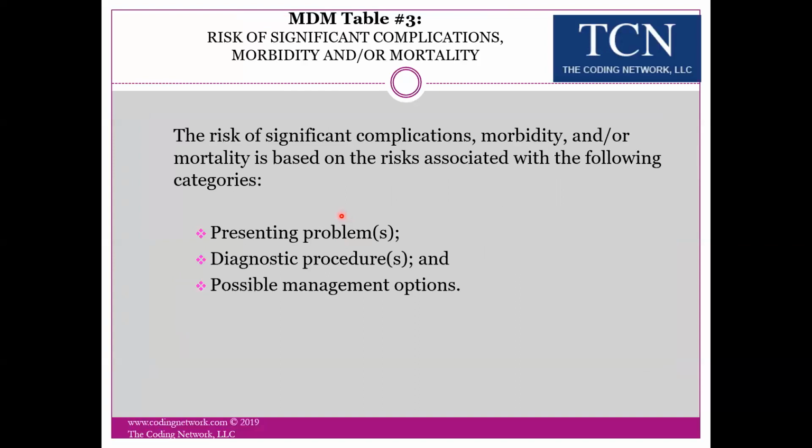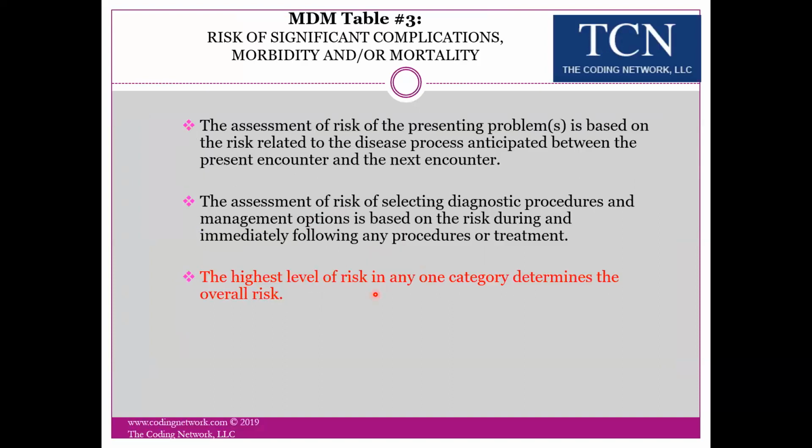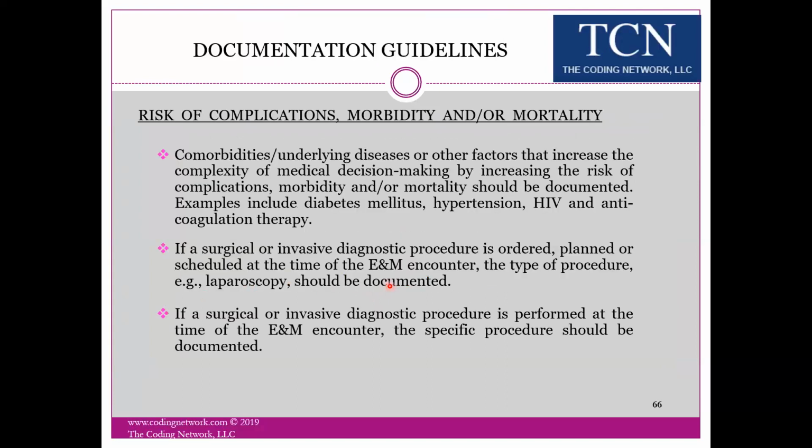Let's talk about medical decision-making table number 3, and this is the overall risk of complication. We call it the table of risk. And again, we'll look at the examples that are in there, but it could be based on presenting problems or maybe diagnostic procedures you ordered or possible management options. We really do try to look at what is the highest level of risk that we can identify and map to your assessment and plan. And of course, the examples are not all inclusive. That's the problem, so it does get a little bit subjective in this area.